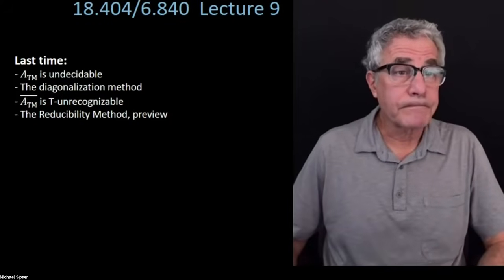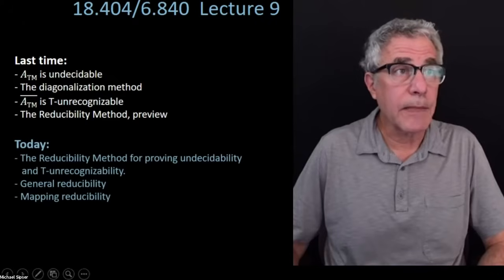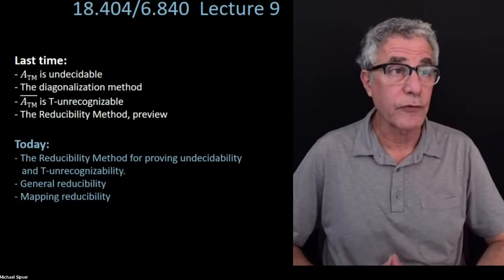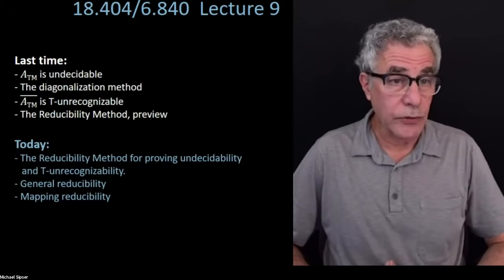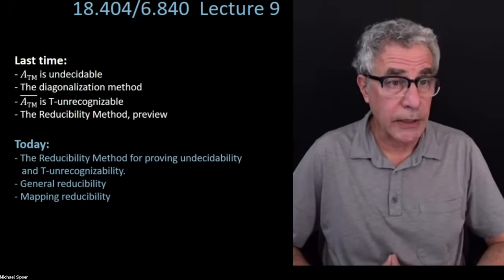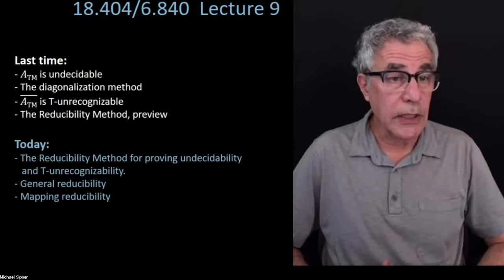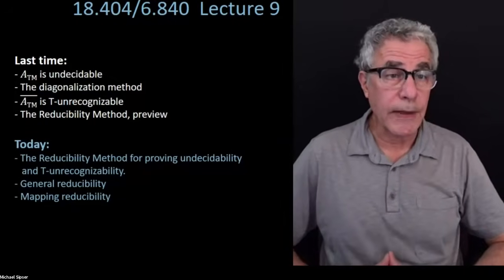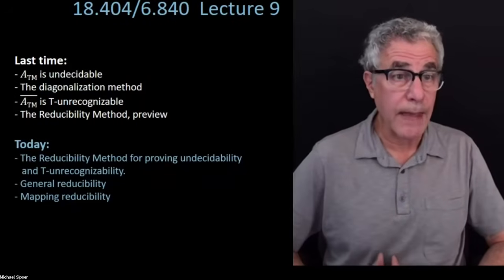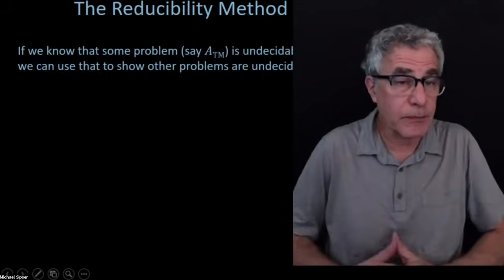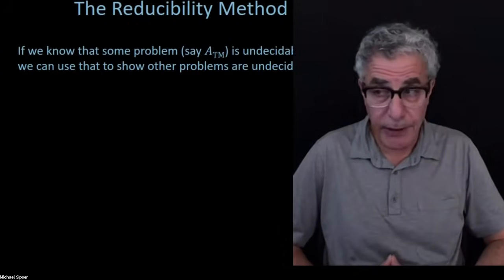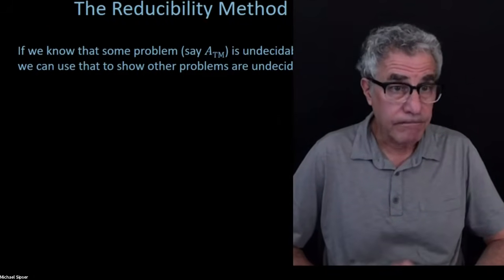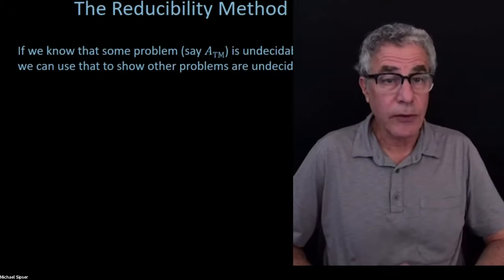Okay, so today, as I mentioned, we're going to talk about the reducibility method for proving problems undecidable, and also for proving problems non-Turing recognizable, Turing unrecognizable. We're going to introduce this notion of a reducibility in general, and we'll also talk about a very specific kind of reducibility called the mapping reducibility. So today, as promised, we're going to talk about using reducibilities to prove problems are undecidable or unrecognizable. So that's going to be our general method.